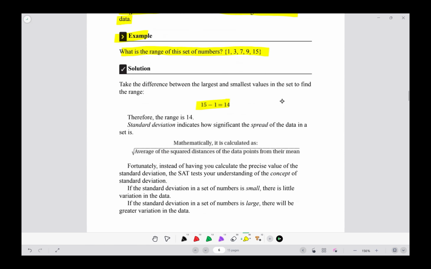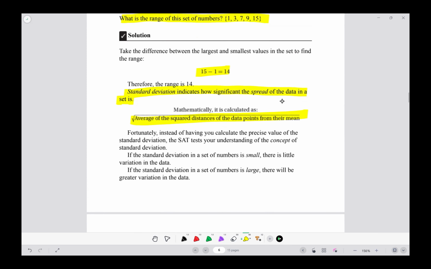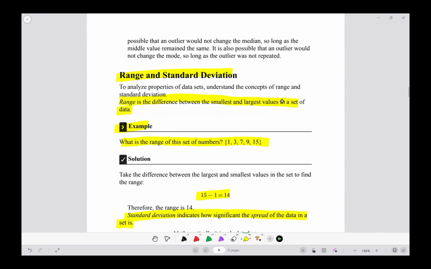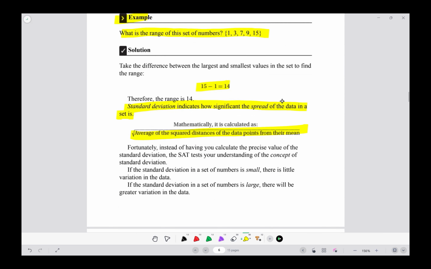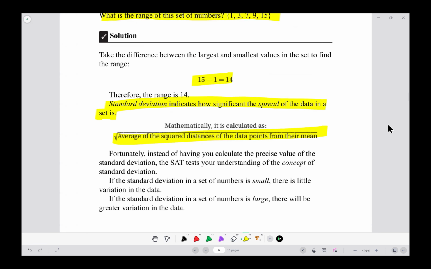Okay, so standard deviation. The standard deviation indicates how significant the spread of the data in a set is. The standard deviation is a quantity which tells you how significant the spread of data in a set is. And to find this, we use this formula.